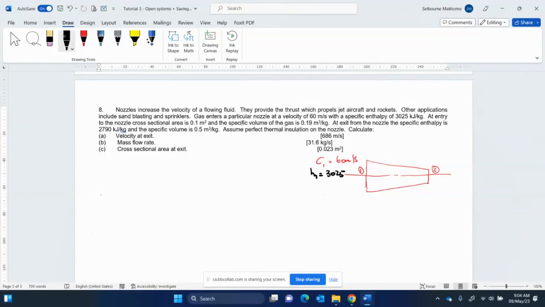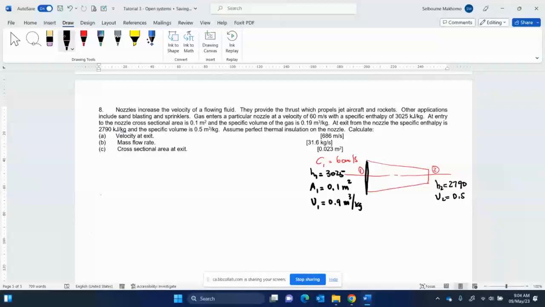At entry to the nozzle, the cross-sectional area is 0,1. So the area at that point, A1, is 0,1 square meters. And the specific volume of the gas at the entry, v1, is 0,9 cubic meters per kilogram. At exit, the enthalpy H2 is 2790, and the specific volume is 0,5.